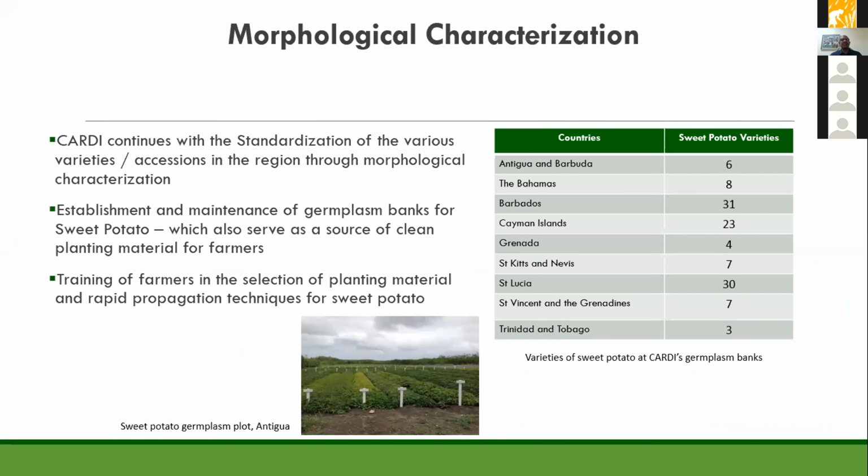Morphological characterization. This is the way we use to differentiate sweet potato varieties in the region. That's the traditional way we use, which is a photo documentation technique. We normally would have germplasm banks, and where there are no tissue culture labs in the country, these banks serve as conservation and multiplication plots for small farmers.